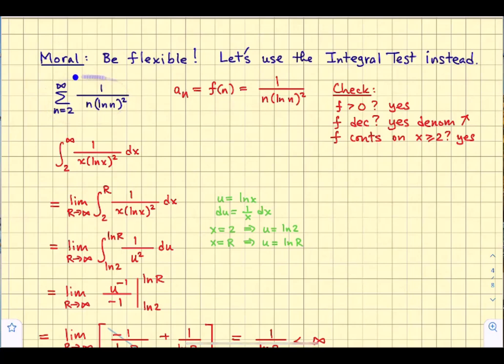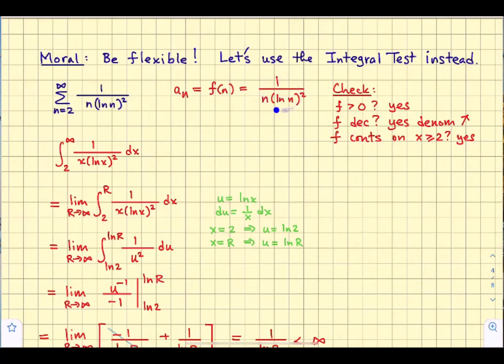So we have this one, and so our a sub n is f of n, which is 1 over n times ln of n quantity squared. Let's do the checks, and you definitely need to show all of this work. You need to show your reasoning. Is f greater than 0? Yes. Is f decreasing? Yes.